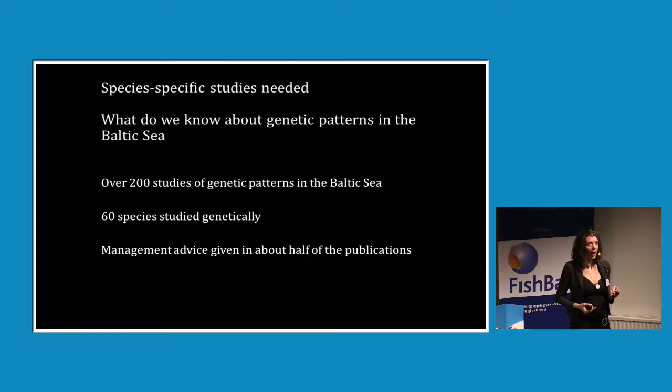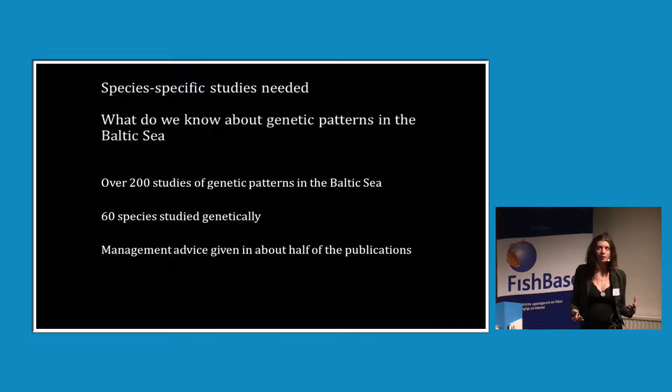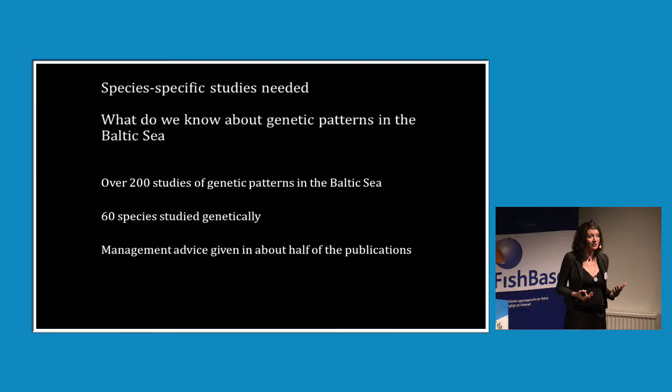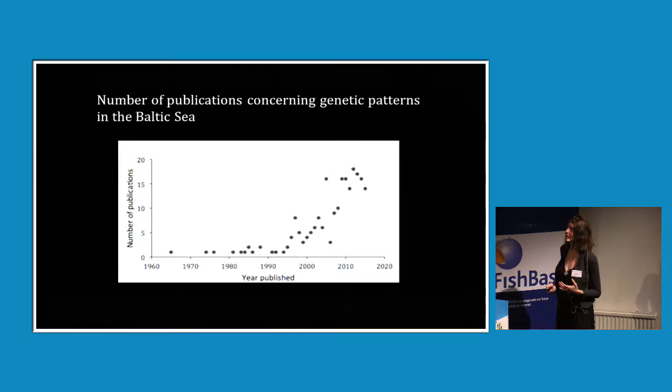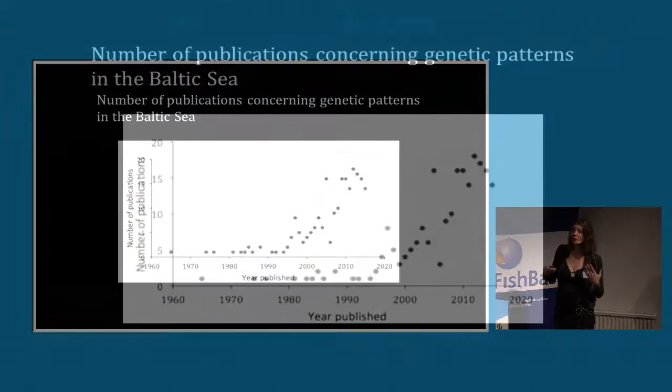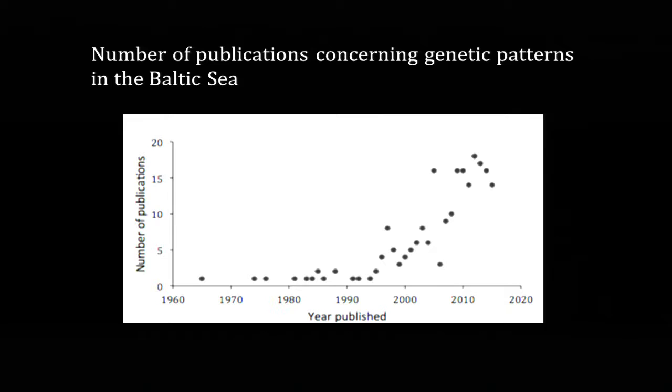There seems to be a high interest among scientists to make use of these results in management, because about half of the studies give some kind of management advice. And even so, it is not implemented in actual management. One reason for this is probably that this information is so vast and it comes so quickly. This is a graph of the number of studies that have been published over the last 50 years, and you can see it increases exponentially. So the information is just coming in and coming in.